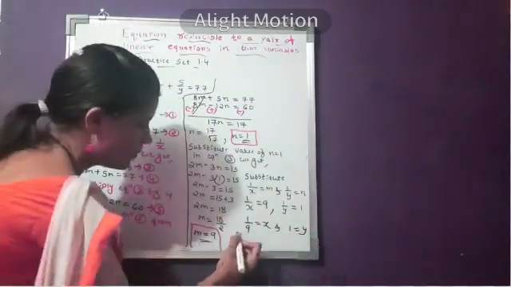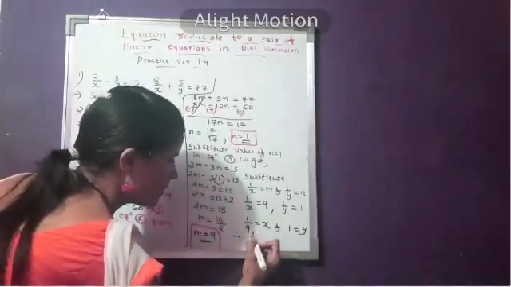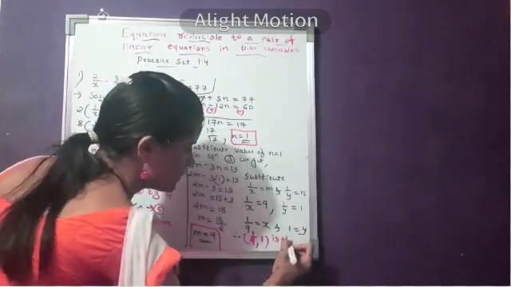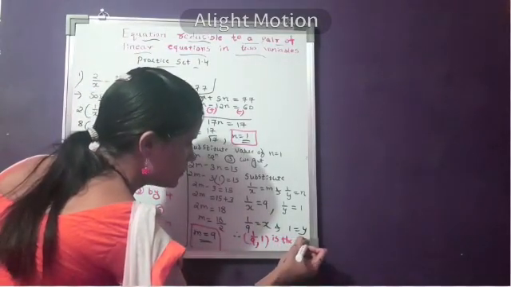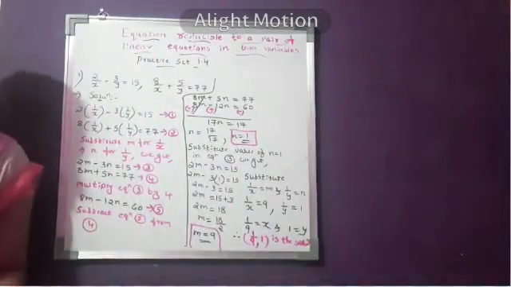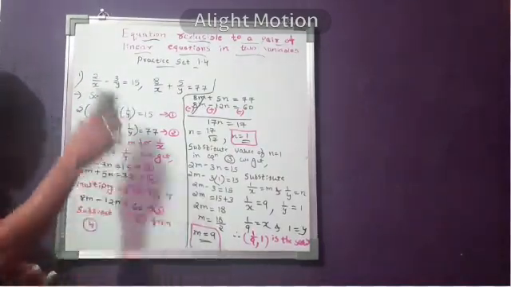Fine. Therefore, we have the solution of the equation, that is 1 upon 9 comma 1. This is the solution of the equation. Very easy sum. Hope you are able to understand. Let's move to the second sum.